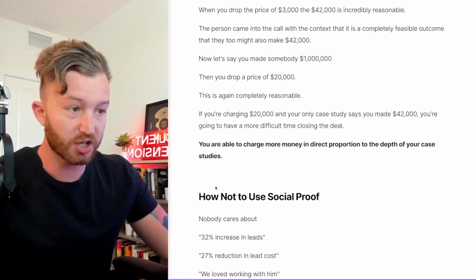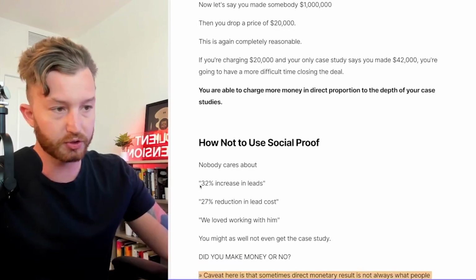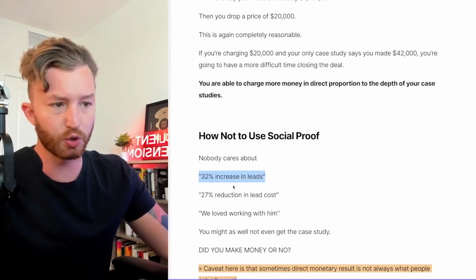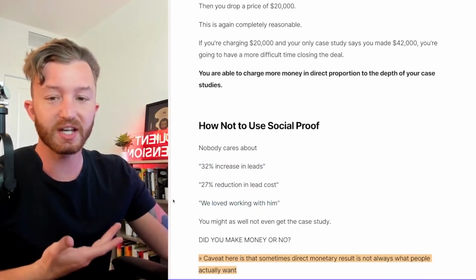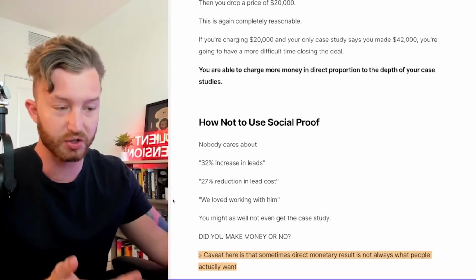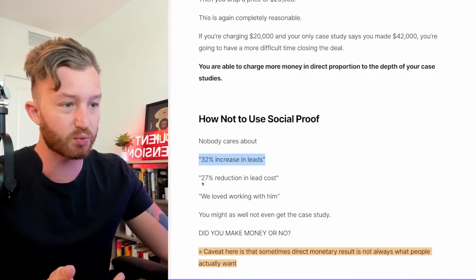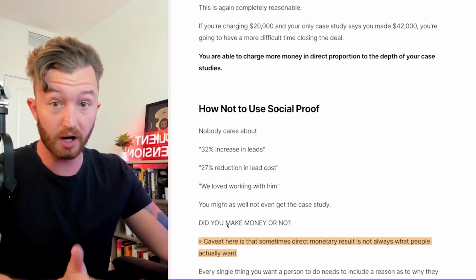Right? So let's talk about how to not use social proof, because I see this all the time. People, they'll do things like, I increased this person's leads by 32%, or I reduced the lead cost 27%, or the case study says, we loved working with him. You might as well not even get the case study. The entire function of the case study is to show a tangible result. Right? And this does not look like an end result. This is not showing an end result. Did you make money or no?